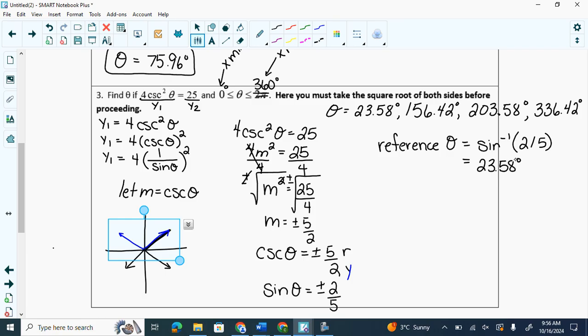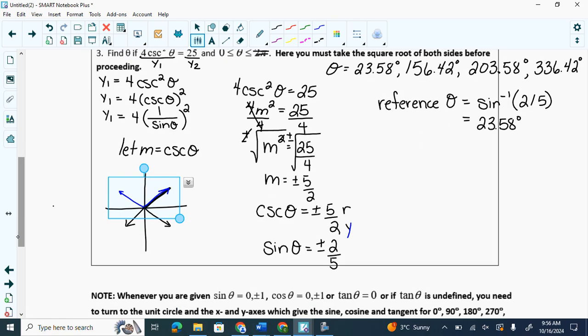So fun fact. 23.58. I'm going to use red. This is 23.58, this is 23.58, this is 23.58, this is 23.58, because those are all reference angles. They're the bow tie angles. We agree? Now we can get our answers from there. This theta is 23.58 degrees.